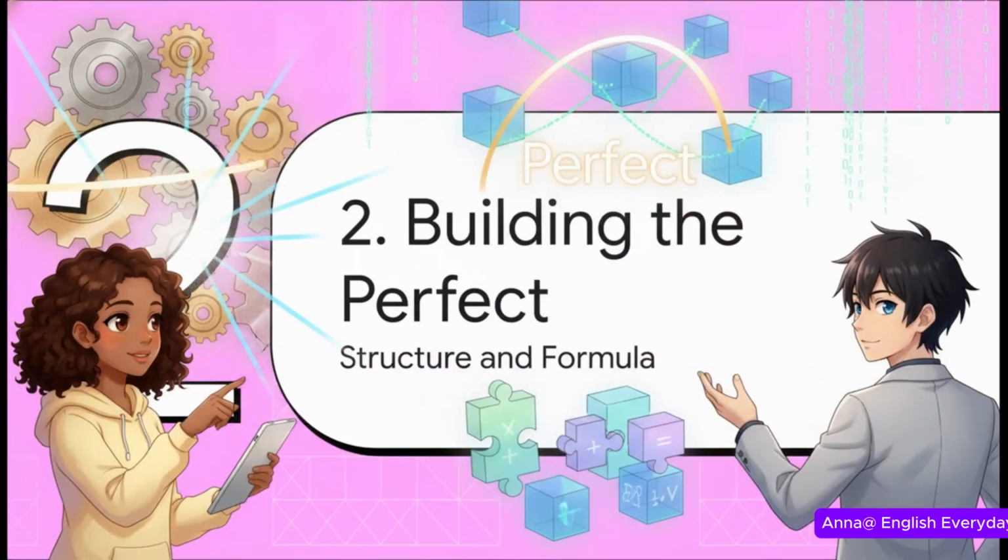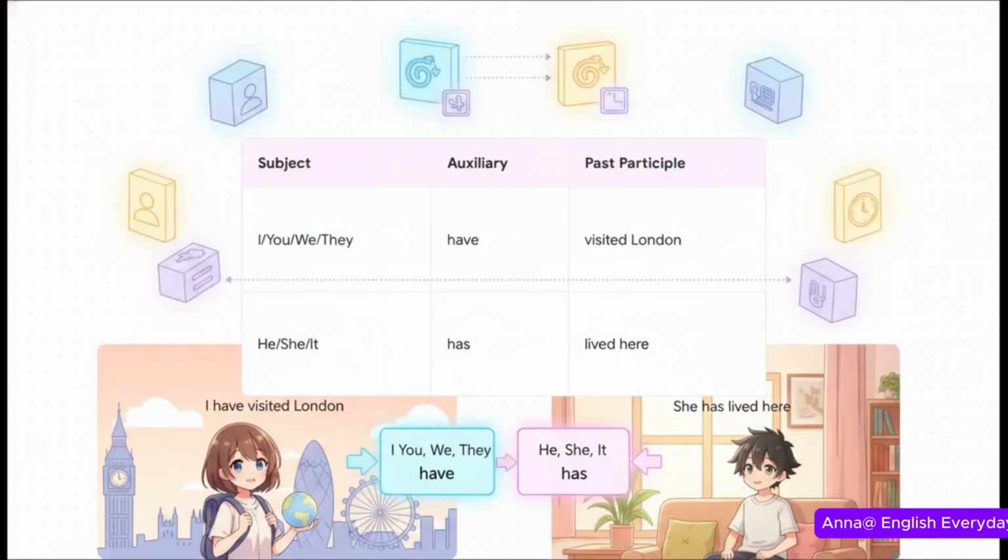Moving on to Section 2, building the perfect, structure, and formula. You know, the formula to build this tense is surprisingly simple. Think of it like math. You just need 3 building blocks. First, your subject. Second, your auxiliary verb, which is going to be either have or has. And third, your past participle. Let's look at our examples. I have visited London, and she has lived here.